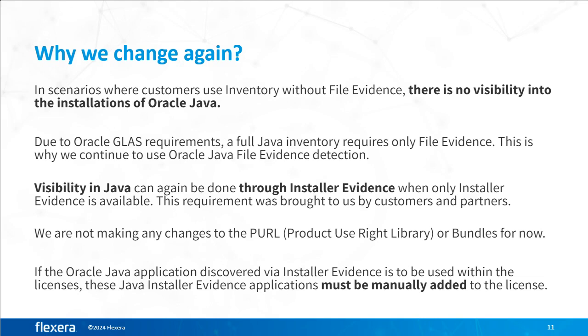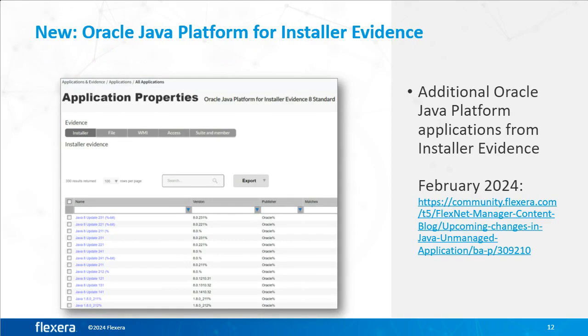So the question was how we introduce, again, back visibility for Java that is installed through the installer evidence, through Add Remove Programs. And what we made is we introduced so-called, let's say, the same application, Java 8, from installer evidence. Let me show that. So it's another application now in the URL available. You can see it's Java 8 Standard installer evidence. So we have the Java Platform 8, which is file evidence, right?